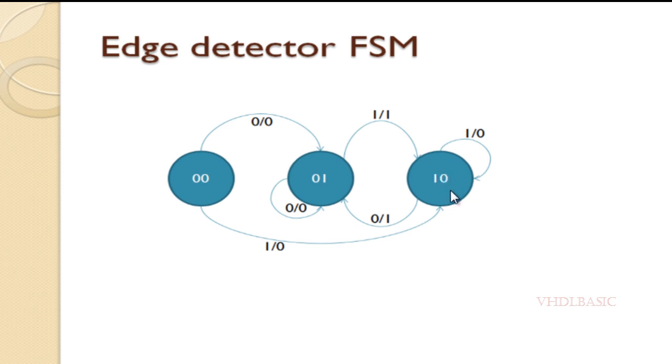Once the falling edge detect state detects the input value as 0, at that time it will move to the rising edge state with the output value as 1. So this is the state machine which we are going to design in Verilog now.